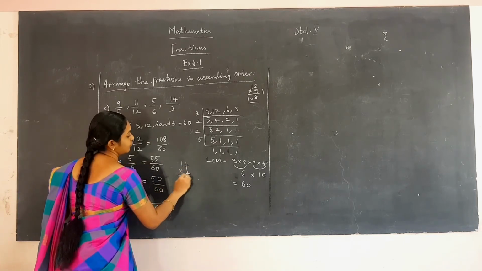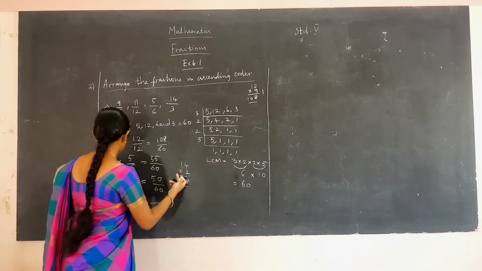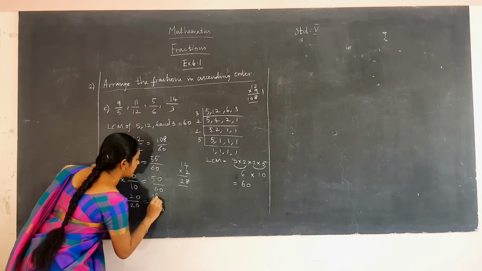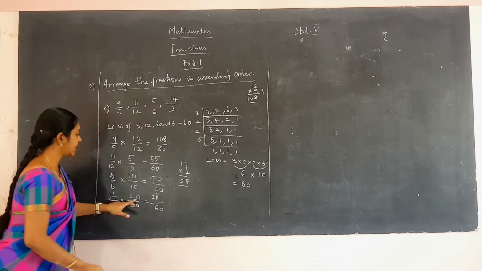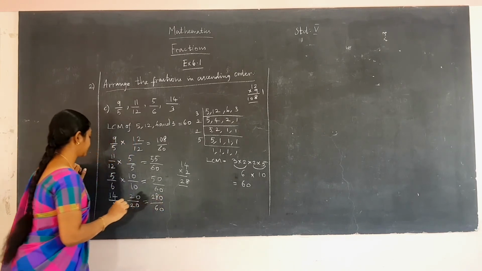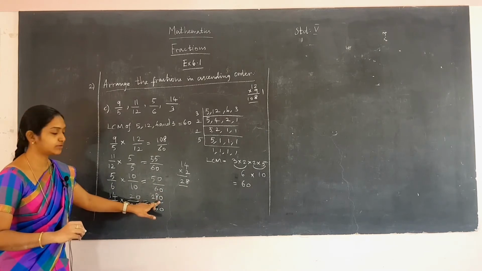14 into 2. 4 into 2 is 8. 1 into 2 is 2. We have multiplied only 14 and 2, and we have got 28. But we have skipped that 0, so add that 0. 14 into 2 is 28, and we have added 0.